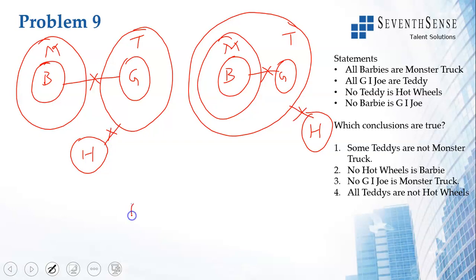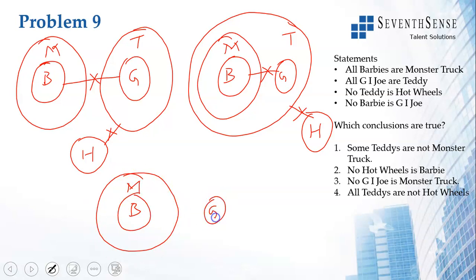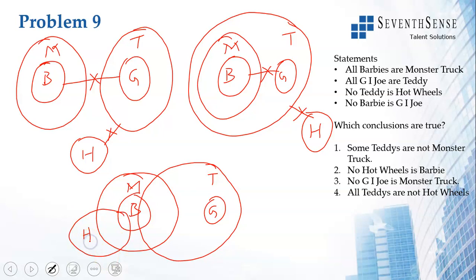All Barbies are monster trucks. All G.I. Joes are teddies. No teddy is a Hot Wheel. No Barbie is a G.I. Joe. Okay, there's another way to draw. You draw in as many ways as you can. So you would say, sir, how do I know how to draw? You draw in as many ways as you can. You will get the answer.